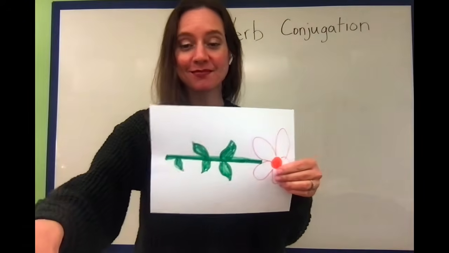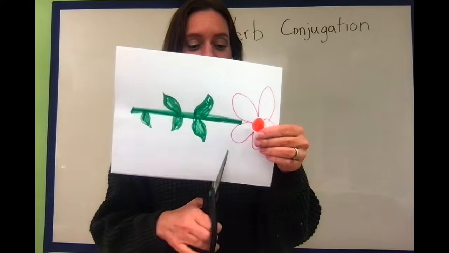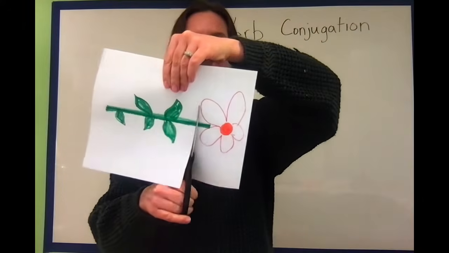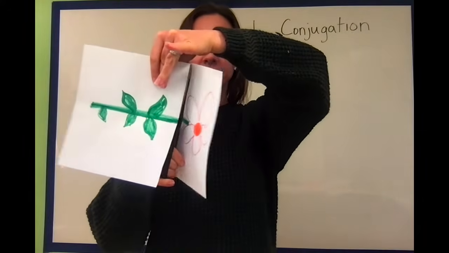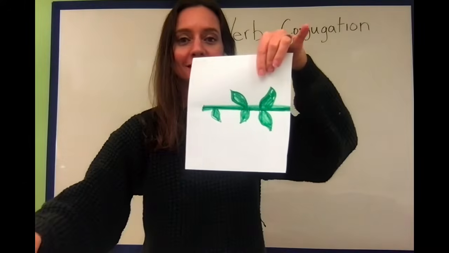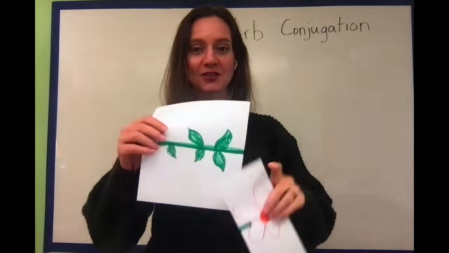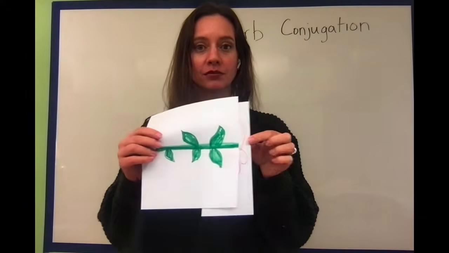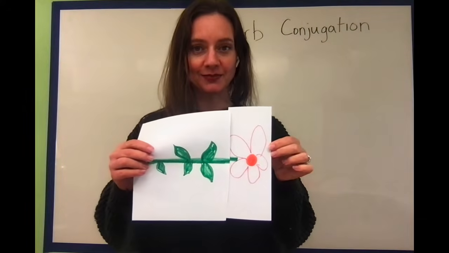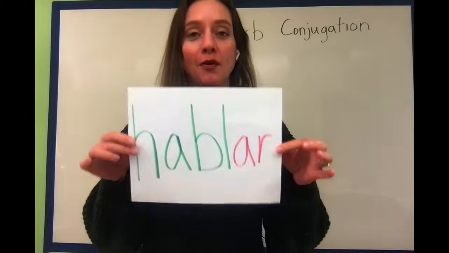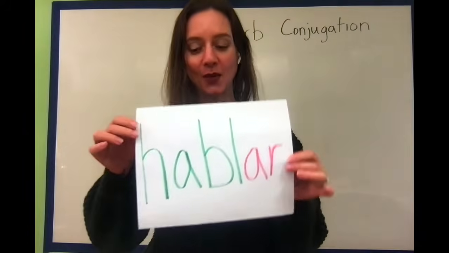With some time, the flower falls off. So I'm going to cut it off. Okay, the flower falls off. Oh, bye flower. And then what happens? With some more time, another flower grows back. Okay, so then, another flower grows back. We're going to think about our verbs the same way.